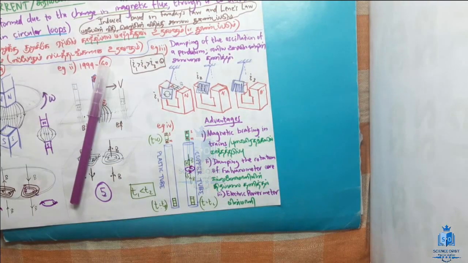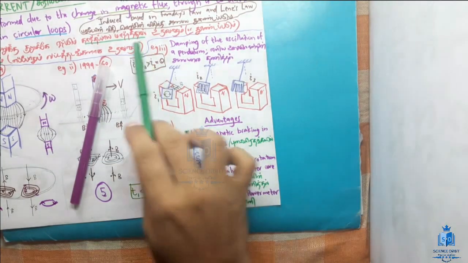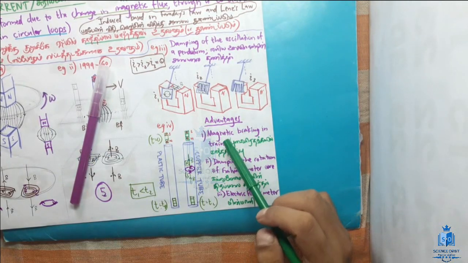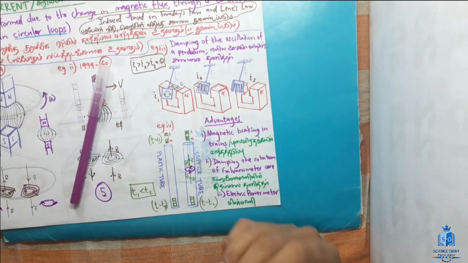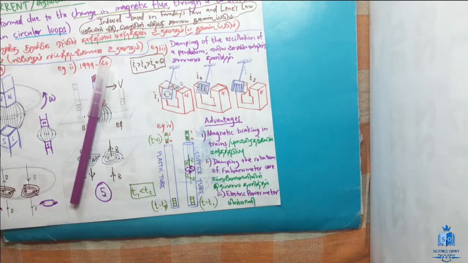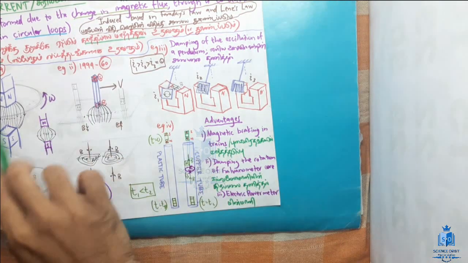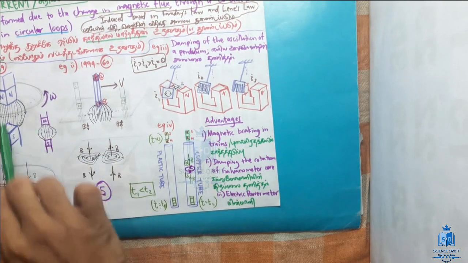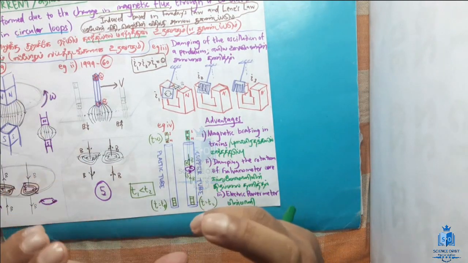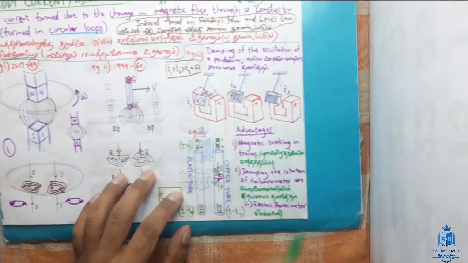These are some examples, advantages actually, of eddy currents. Number one, magnetic braking in trains. Sometimes trains travel fast and have a huge mass, so you need extra force, extra energy, to stop the train. For that we use magnetic braking in trains, so that an eddy current will be formed. The kinetic energy of the train is converted to heat energy, and it will be stopped.